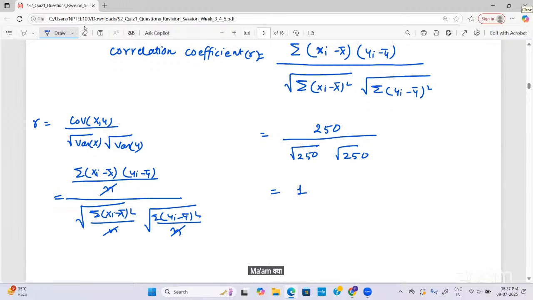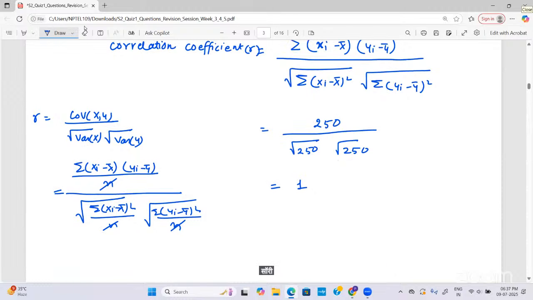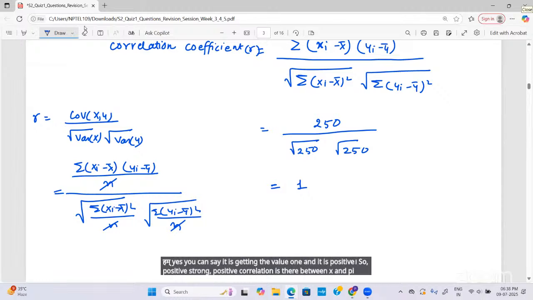Can we say that the nature of the correlation coefficient is strong or positive? Can we conclude that the correlation coefficient is strong and positive in nature? Yes, we can say that, getting the value 1 and it is positive. So a strong positive correlation is there between x and y.